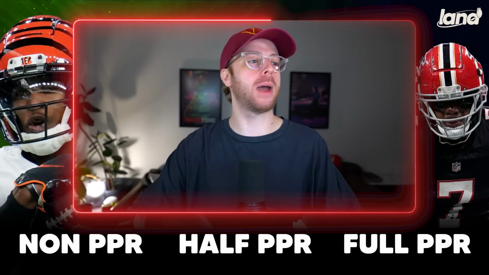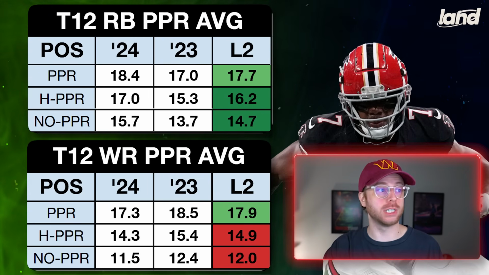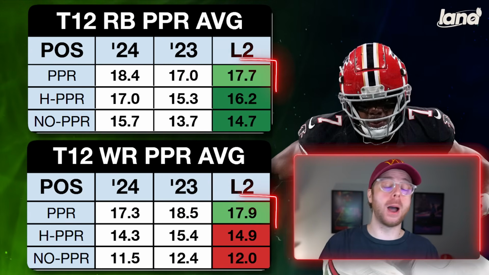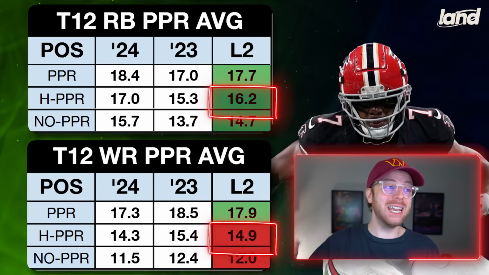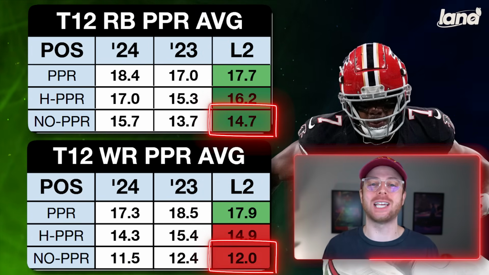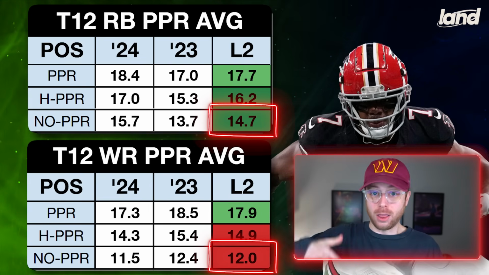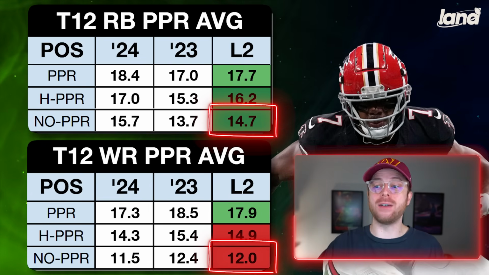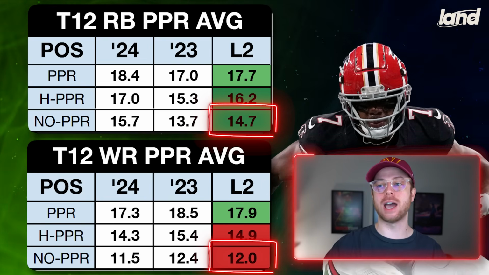Let's look at the math, okay? We've taken the average points per game for the top 12 running backs and wide receivers in the last 2 years. In PPR leagues, wide receivers have an advantage of 0.2. In non-PPR leagues, running backs have an advantage of 2.7 points. That's the advantage that the running backs have in non-PPR leagues. You've got to have a solid running back room in that format.